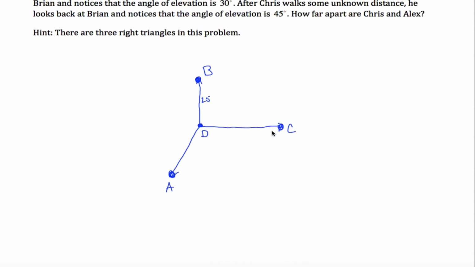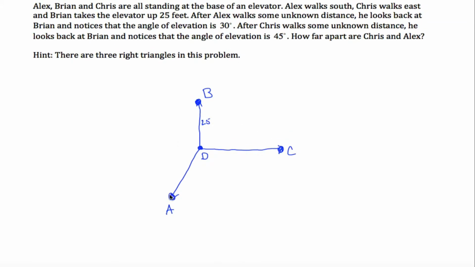So really what ends up happening here is I have a whole bunch of triangles. I have a right triangle ABD, and I have a right triangle BDC. Maybe I should label these a little better. So there in red is one right triangle, and here in blue is another right triangle. And then I have a third right triangle, ADC here.